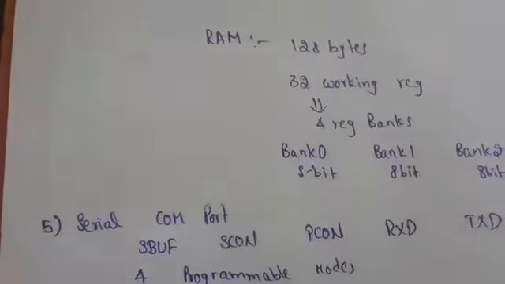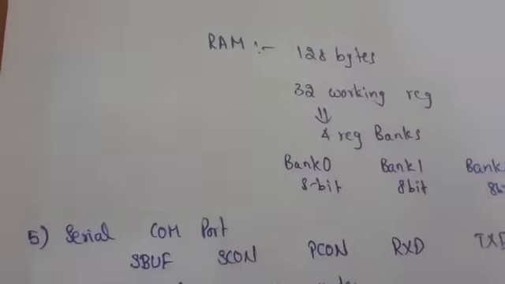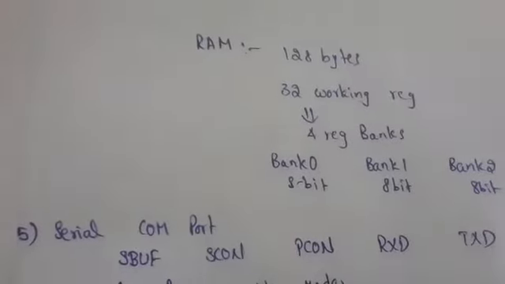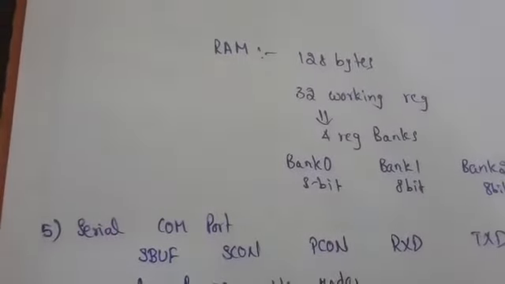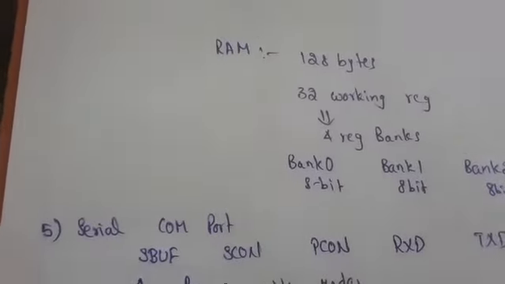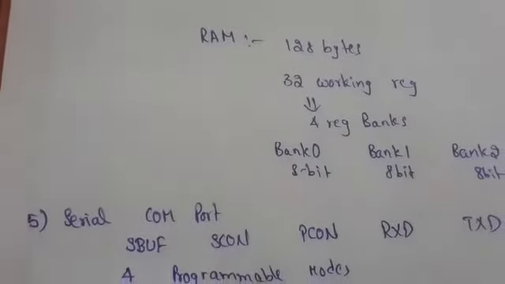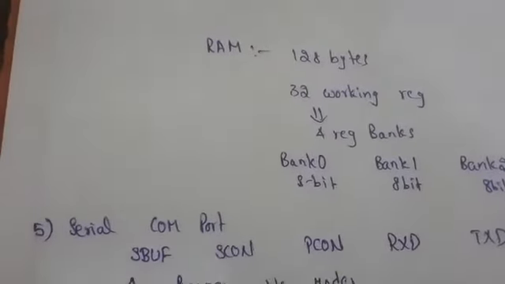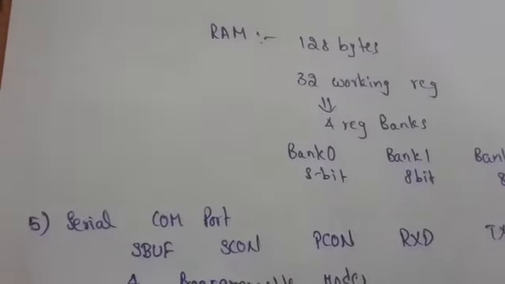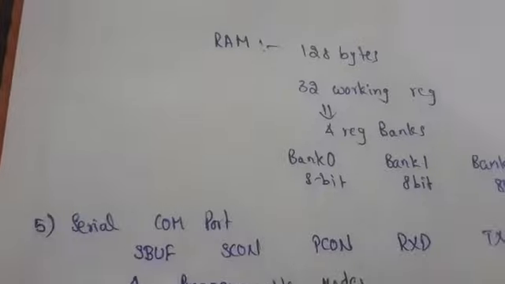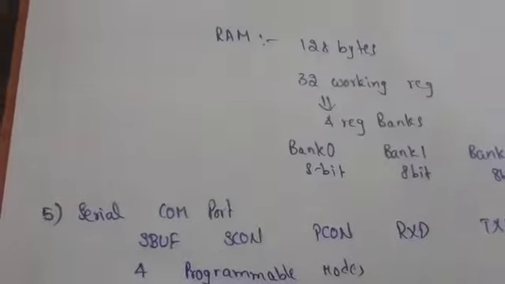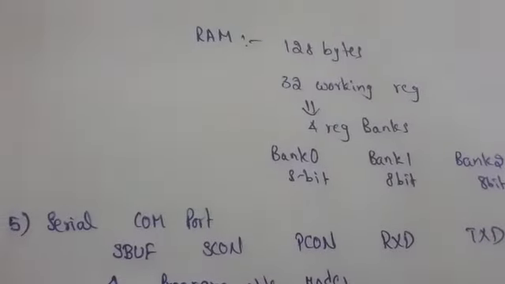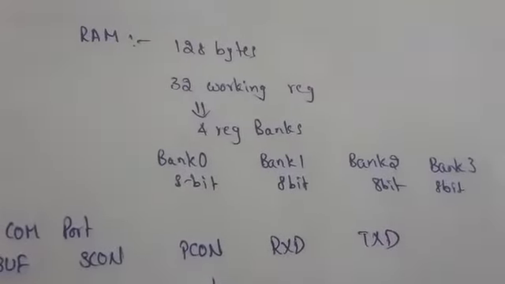Now coming to the serial communication port, it has registers and pins that are SBUF register, SCON register, PCON register, RxD and TxD. SBUF stands for serial port data buffer. It holds the data. Next, SCON, serial control register. It manages data communication. PCON, that is power control register, manages data transfer rates. Last one, receiver and transmitter of data pins.